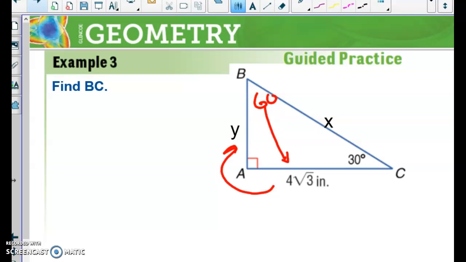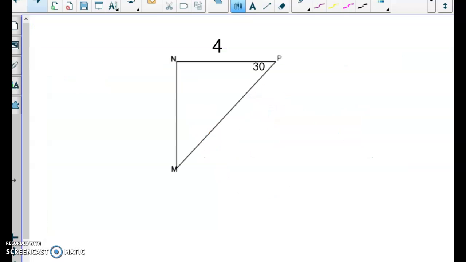So I'm always going to go to the short leg first, and I'm going to take 4 root 3 divided by root 3, because the long leg is the square root of 3 part of the ratio, and the short leg is the 1 part of the ratio. So I get a 4, and then the hypotenuse has to be 8.